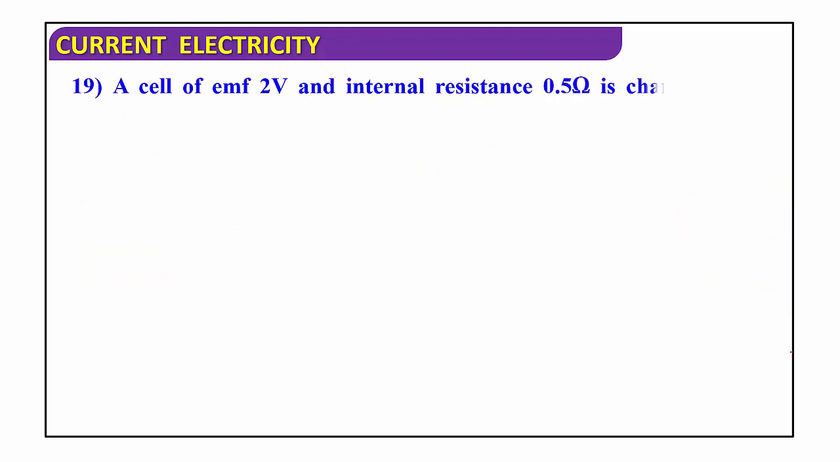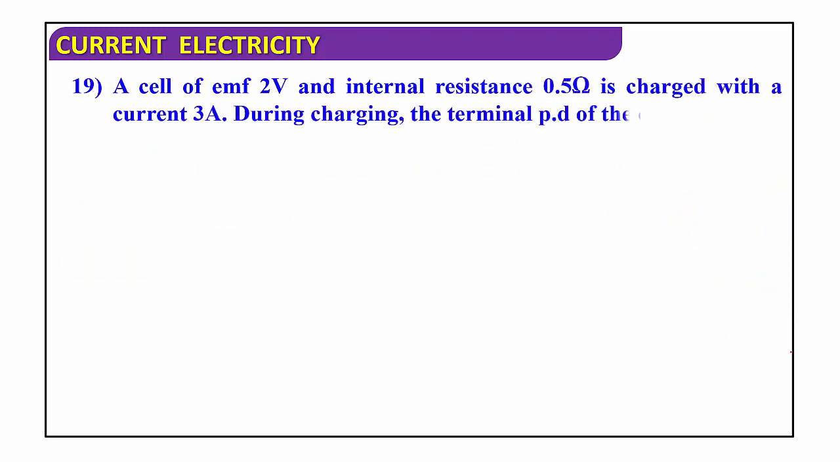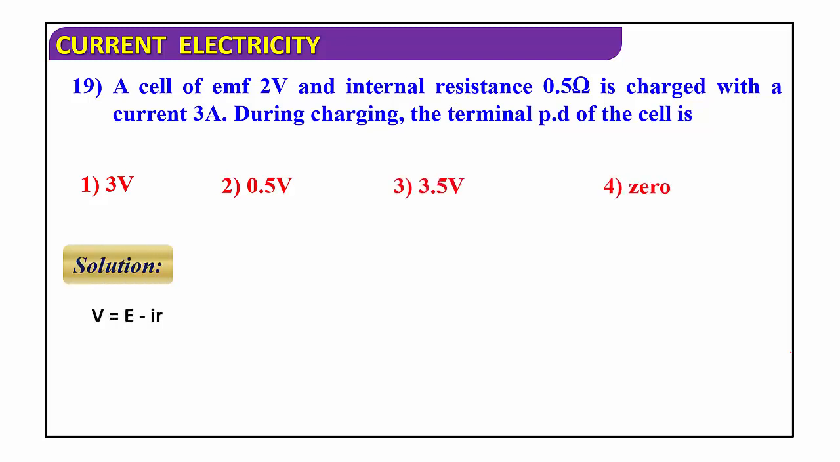Come to the 19th question. A cell of EMF 2 volt and internal resistance 0.5 ohm is charged with a current of 3 ampere. During charging, the terminal potential difference of the cell is? Again, they have given 4 options. Come to the solution. First, go to the givens here. The EMF of the cell is given, E equal to 2 volt. Internal resistance is 0.5 ohm. Then the current is 3 ampere. We have to find the terminal voltage, the terminal potential difference across the cell.